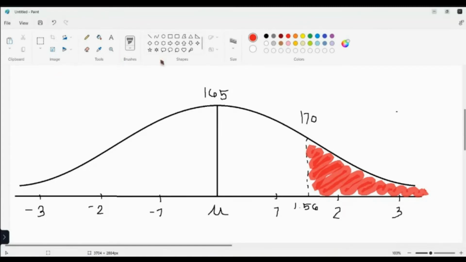We need to specify the area under the normal curve. Again, we already knew that from the mean, from 165 to our tallest student, this is already 0.5. This is already half of the distribution. So how can we possibly determine this shaded region or this part of the half?